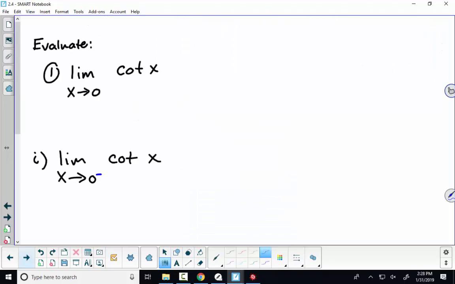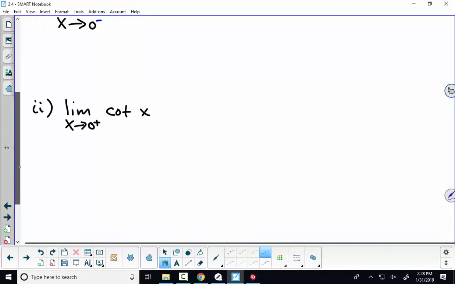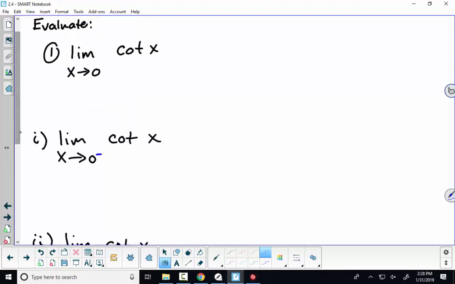Okay, one of the last examples to look at. Some of these trig functions, the reciprocals like tangent, cotangent, secant, cosecant, those limits can be analyzed the same way we're analyzing the limits on these rational type functions.